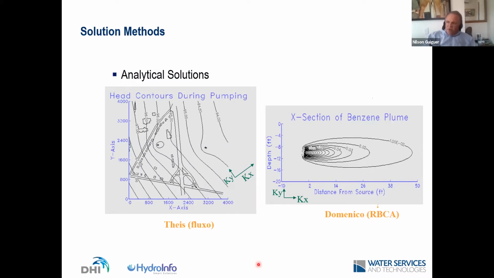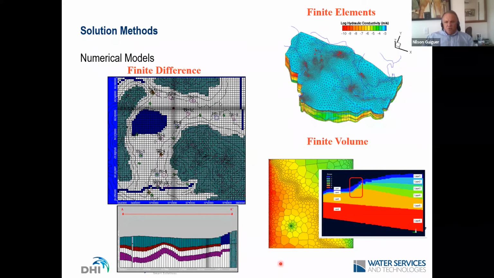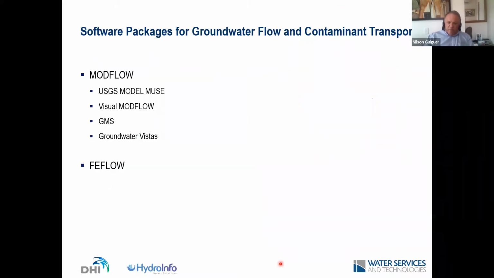The other solution that's well known is for contaminant transport, Domenico. It became very popular because RBCA, risk-based corrective action, uses that as a base. But if you want to have any heterogeneity or partial penetration of a river or things like that, then you need to go numerical. And numerical models, the most common numerical methods used are finite difference, finite elements, and finite volumes. And the most popular software packages used these days are either MODFLOW based or FEFLOW, running basically alone in this commercial portfolio for graphical user interfaces.